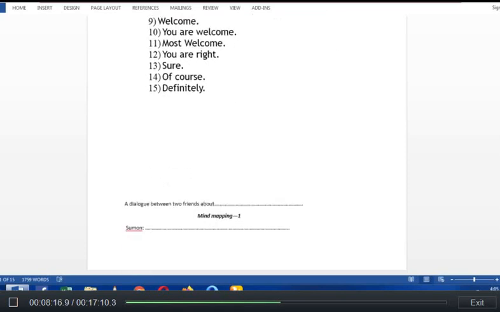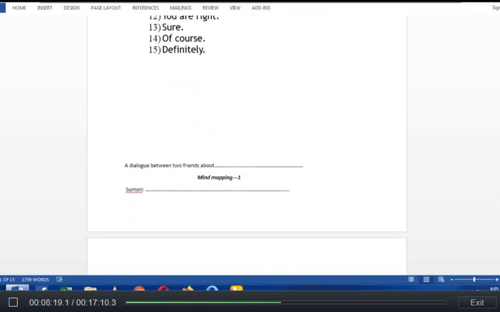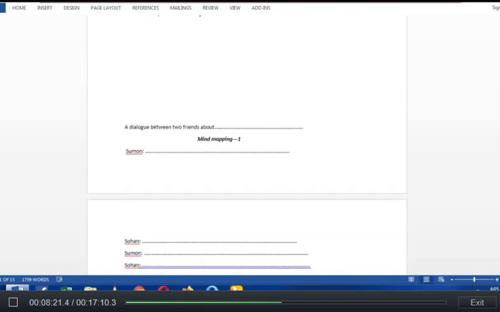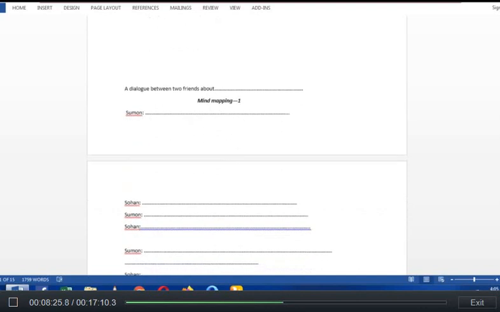Dear students, we may make a dialogue. Whenever we put down a dialogue, we must follow these instructions at first.